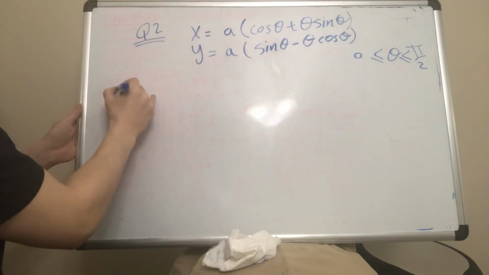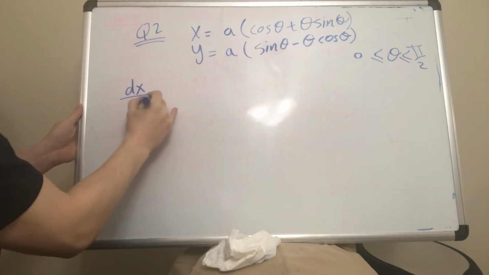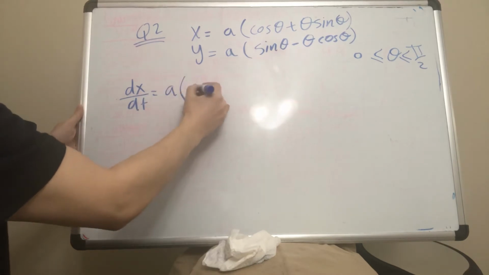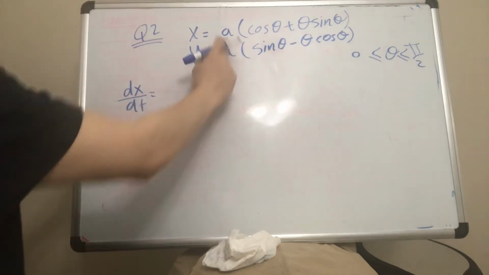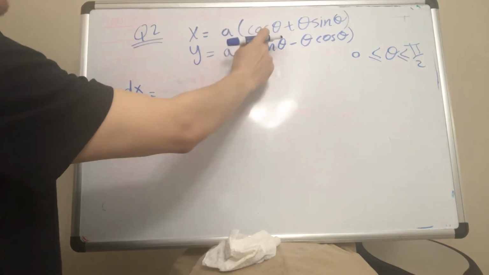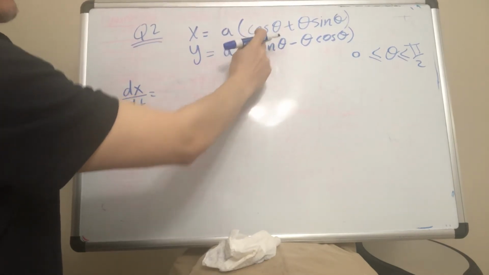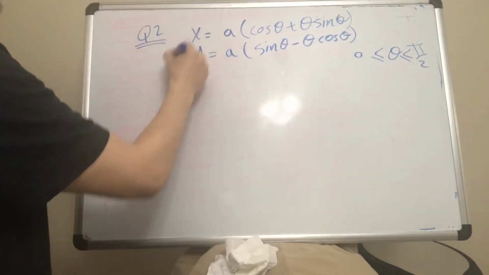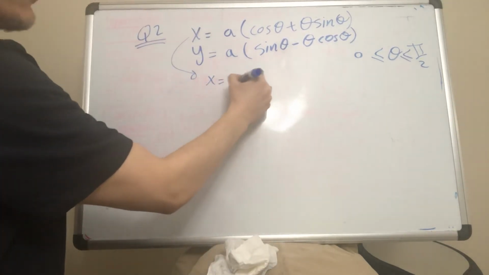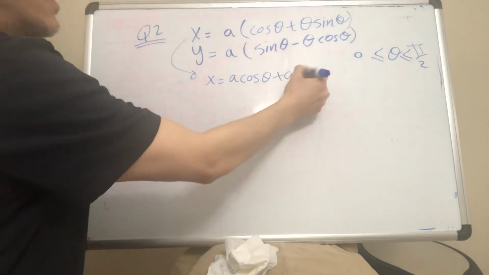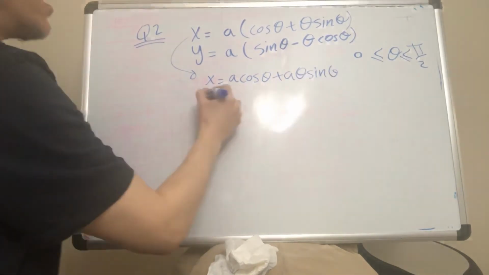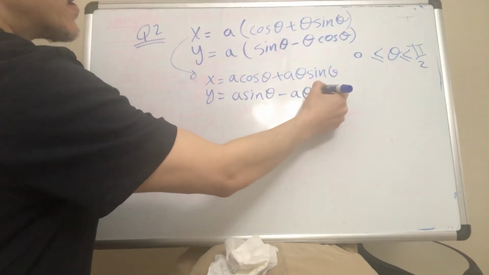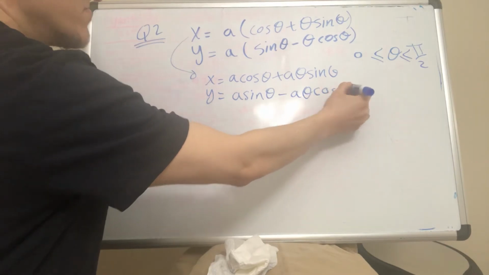So I told you what the equation is. You need the derivative for this. Now a is a constant. You can take it inside. So if you take it inside, this would be a cosine theta, and the derivative of a cosine theta, let me write it this way to be clear. If I take the a inside, it would be a cosine theta, a theta sine theta. And for the y would be a sine theta minus a theta cosine theta.